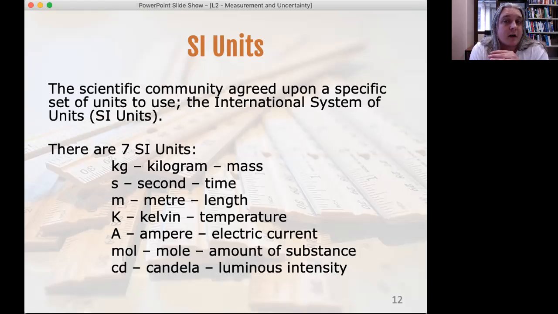There are other derived units. So when we have things like the Newton that we'll meet when we talk about forces, that is derived from these ones. It is equal to the kilogram times the meter divided by seconds squared. So they are derived units, but it comes back to these SI units. So the Newton is an SI unit, but these are the fundamental 7 SI units.